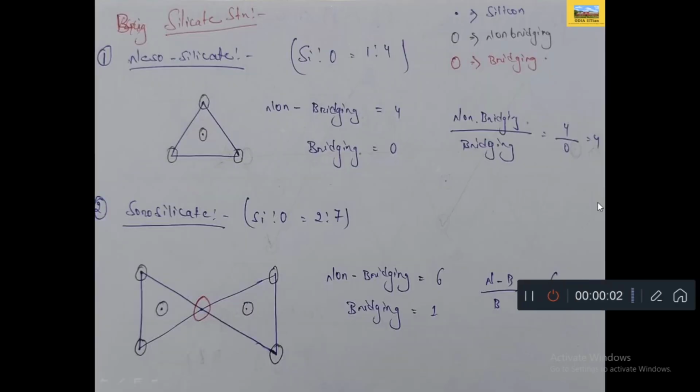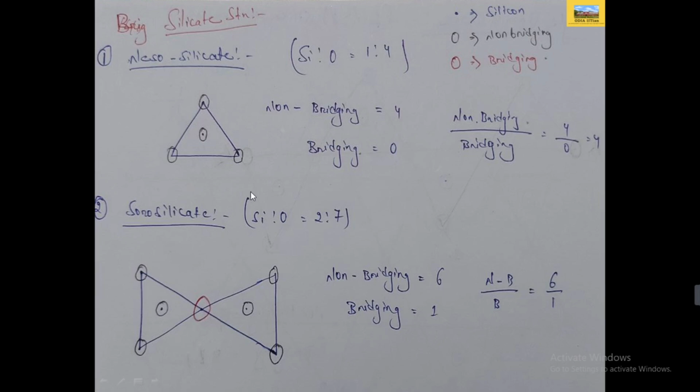Now, the important part, how to calculate bridging oxygen and non-bridging oxygen. यहाँ पे ध्यान से देखिए, यहाँ पे जो डॉट दिया गया है, यहाँ पे सिलिकॉन को रिप्रेजेंट करता है. जो ब्लैक कलर राउंड मार्क क्या है, वहाँ नॉन ब्रिजिंग ऑक्सीजन, एंड रेड कलर राउंड मार्क क्या है, वो ब्रिजिंग ऑक्सीजन है. तो फर्स्ट, फॉर नेसोसिलिकेट, here it is independent tetrahedra, so silicon is 1 and non-bridging oxygen is 1, 2, 3, 4. So non-bridging to bridging ratio is 4/0.